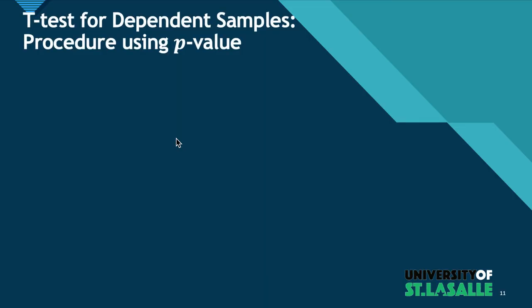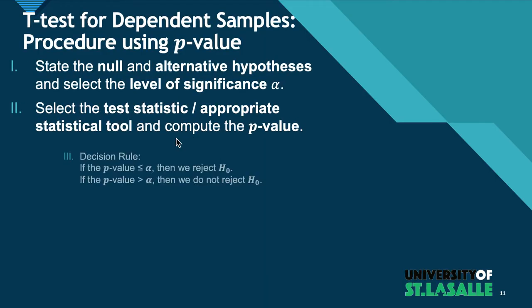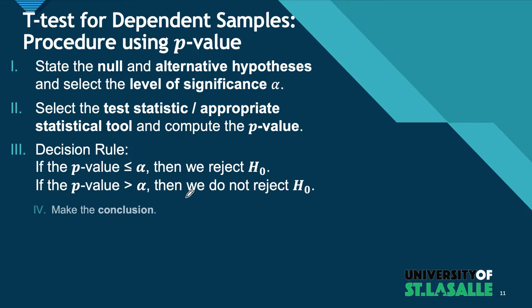So to put that all in perspective of procedure, we have these steps. Recall, number one, we need to state the hypotheses and select the level of significance alpha. Number two, select the test statistic or the appropriate statistical tool to compute, and then after that, compute the p-value. Number three, the decision rule, which is the one that I have just said before. And then number four will be making the conclusion.